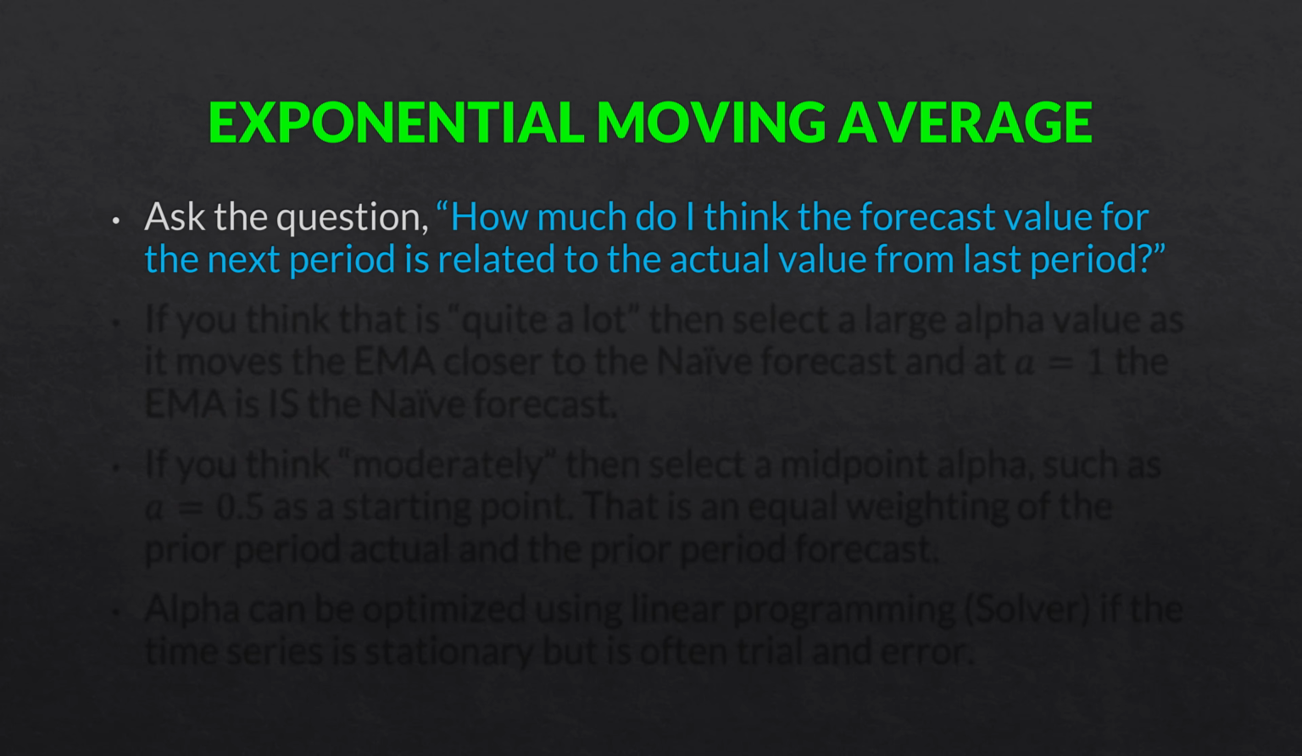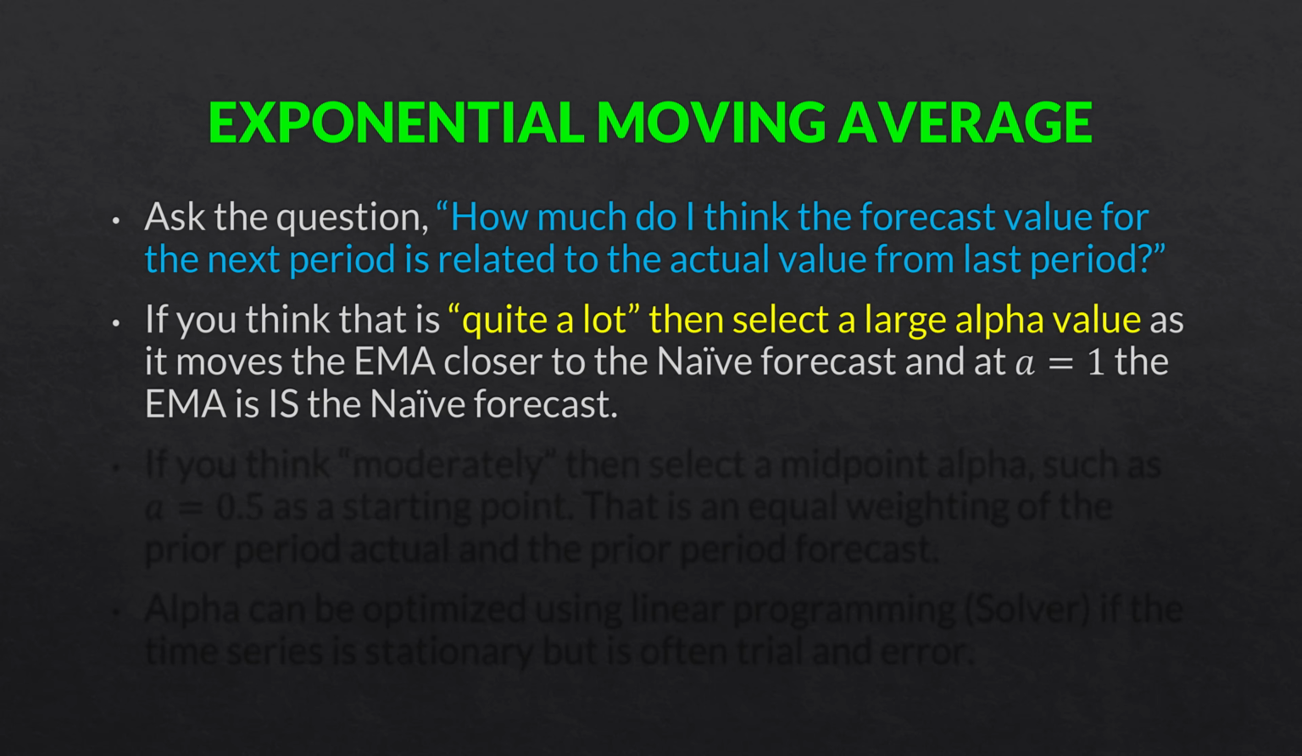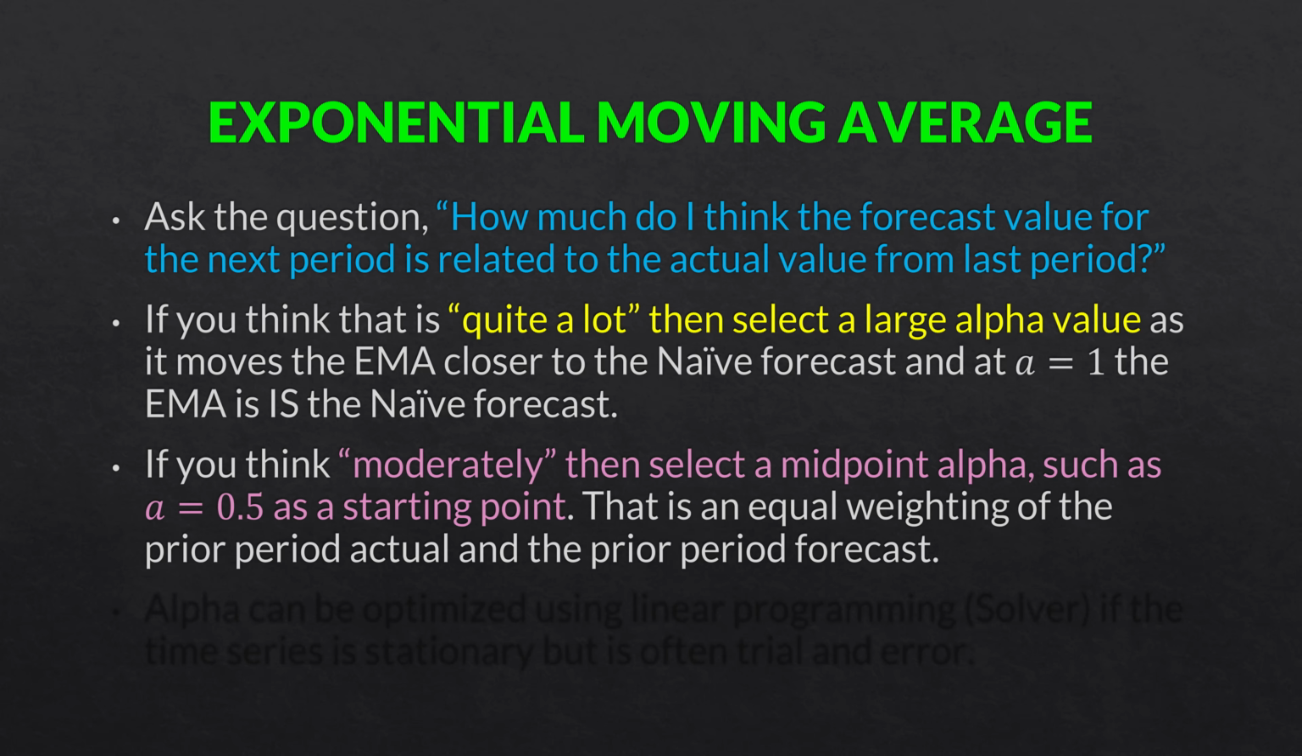So you as the analyst ask yourself this question: how much do I think the forecast value for the next period is related to the actual value from last period? Now, if you think that is quite a lot, then select a large alpha value as it moves the EMA closer to the naive forecast, and at alpha equals 1, the EMA is the naive forecast. If you think moderately, then select a midpoint alpha, such as alpha equals 0.5 as the starting point. That is an equal weighting of the prior period actual value and the prior period forecast value. It's a 50-50 split between the two.